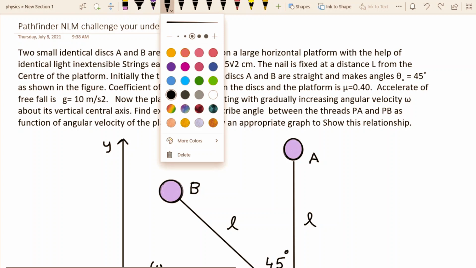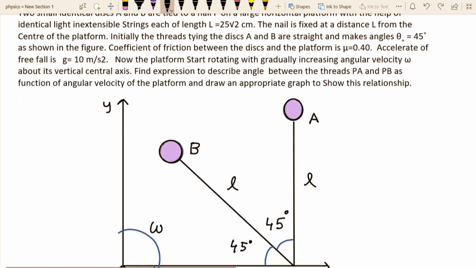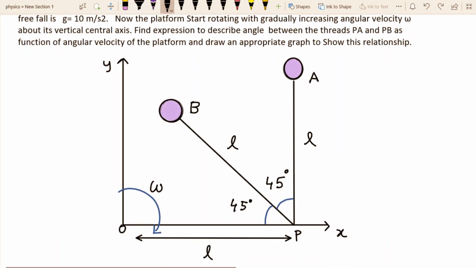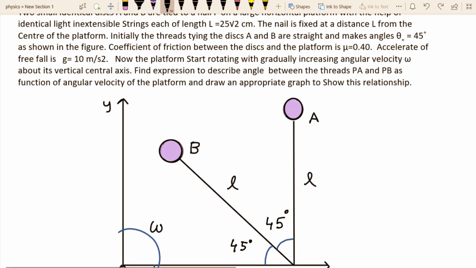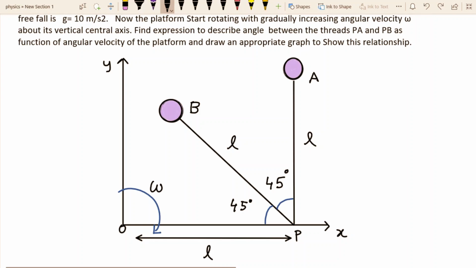We have to do this problem carefully. First of all, we have two disks A and B, arranged as shown in the figure, and the angle between A and B at time t equal to 0, before rotation of the platform, is 45 degrees. You can see the angle made by the string connecting P and B is 45 degrees with the x-axis.